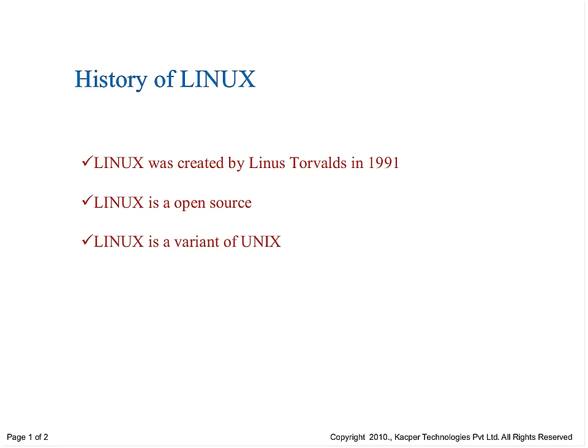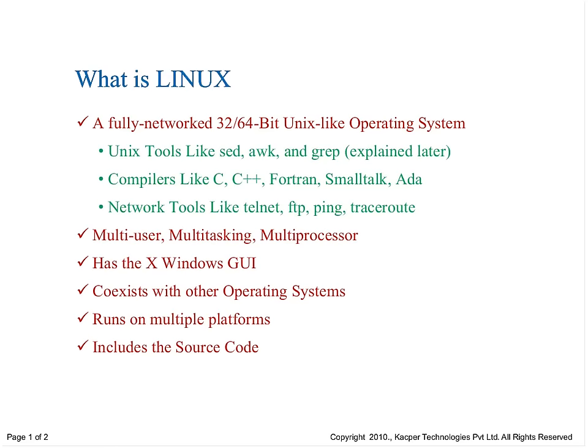So before we look at that, let's look at what exactly is Linux. Linux is a fully networked 32-bit as well as 64-bit Unix-like operating system. What this means is it uses Unix tools like sed, awk, and grep. We'll talk about these things later on in the course. Just remember these terms: sed, awk, and grep. We'll see what they are.